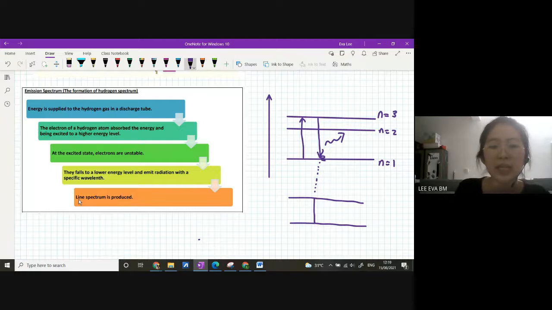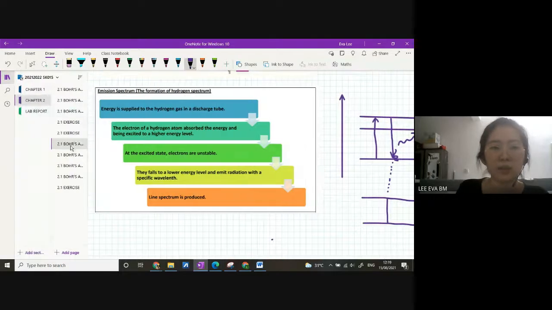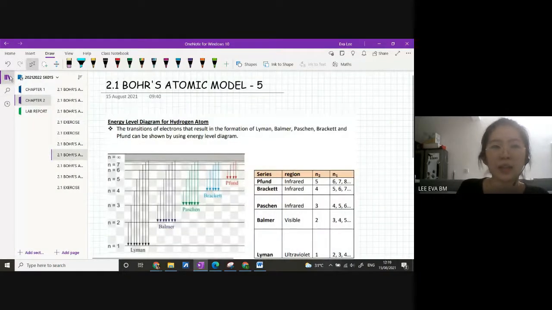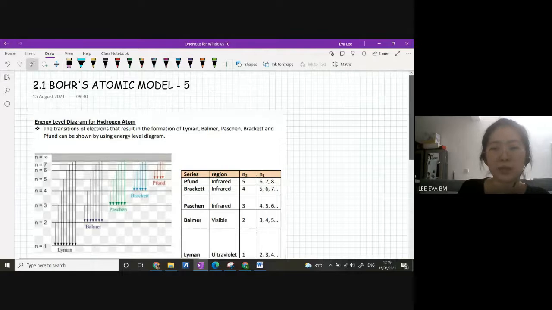So every single line in the line spectrum has its own specific wavelength. If you don't understand this process, you need to repeat it a few times, because the theory does have its own process. So let's look at the specific examples further.